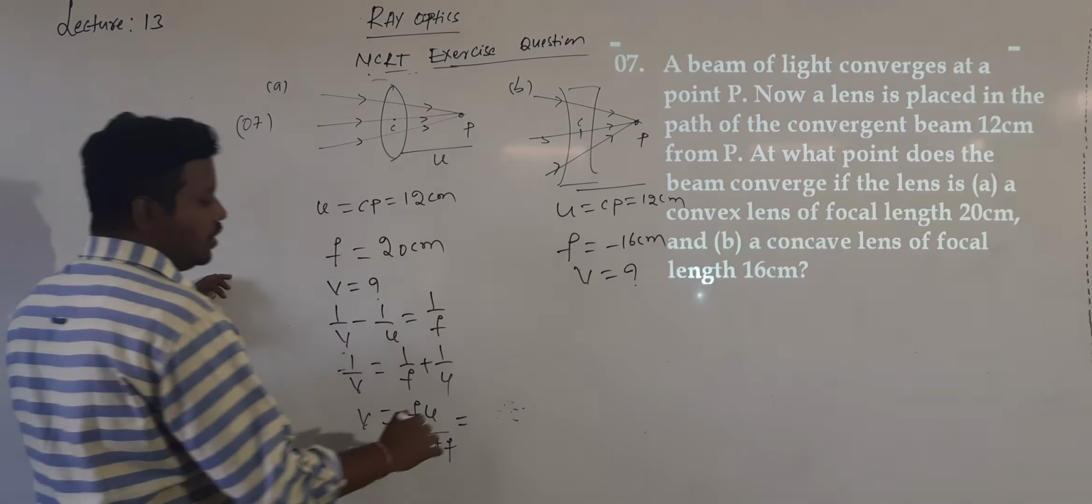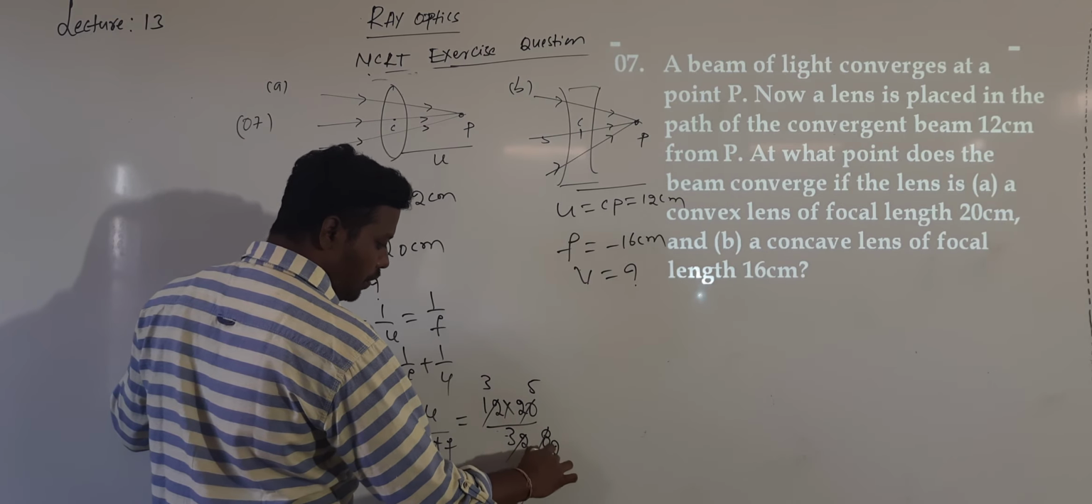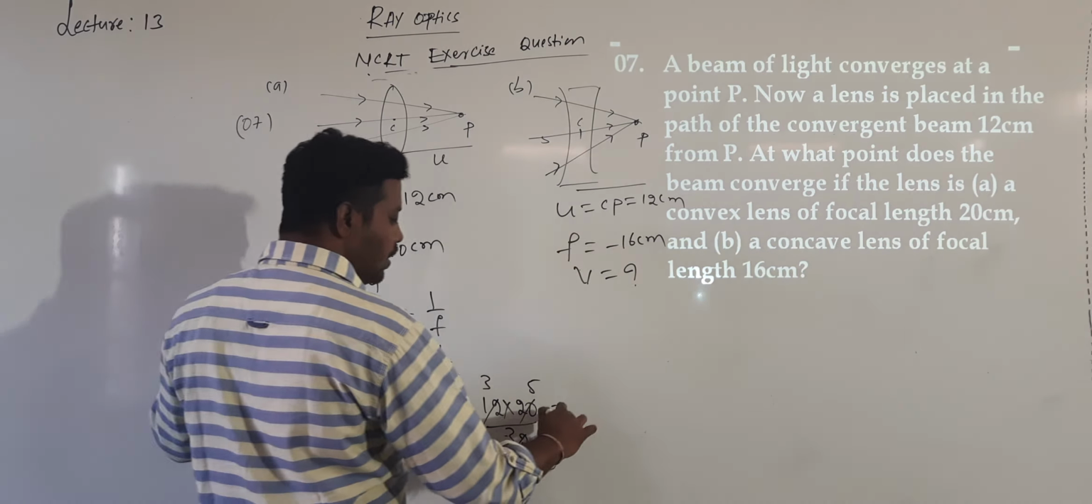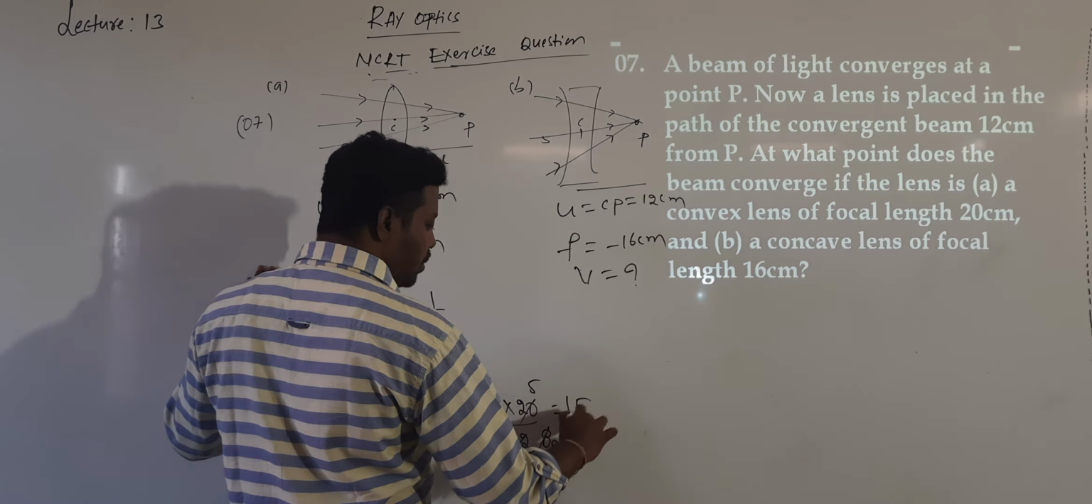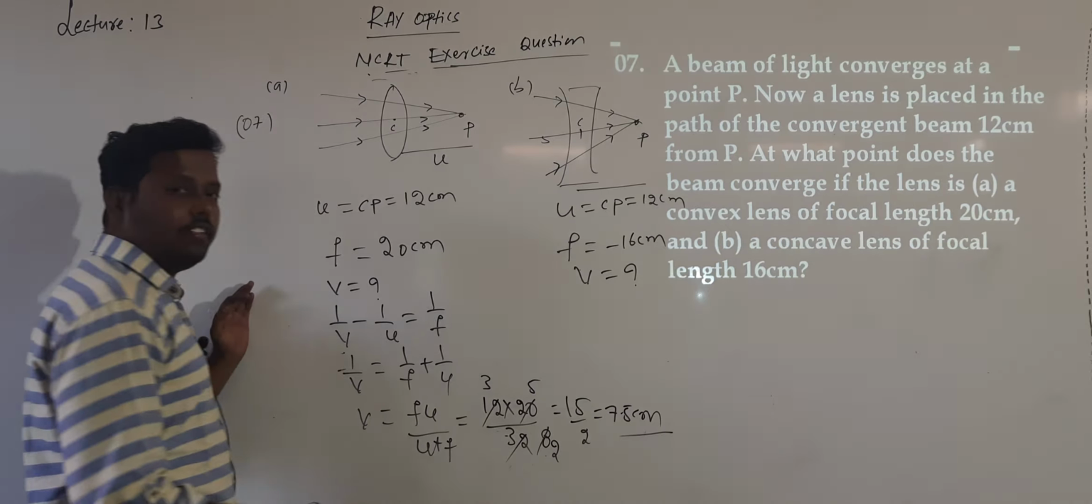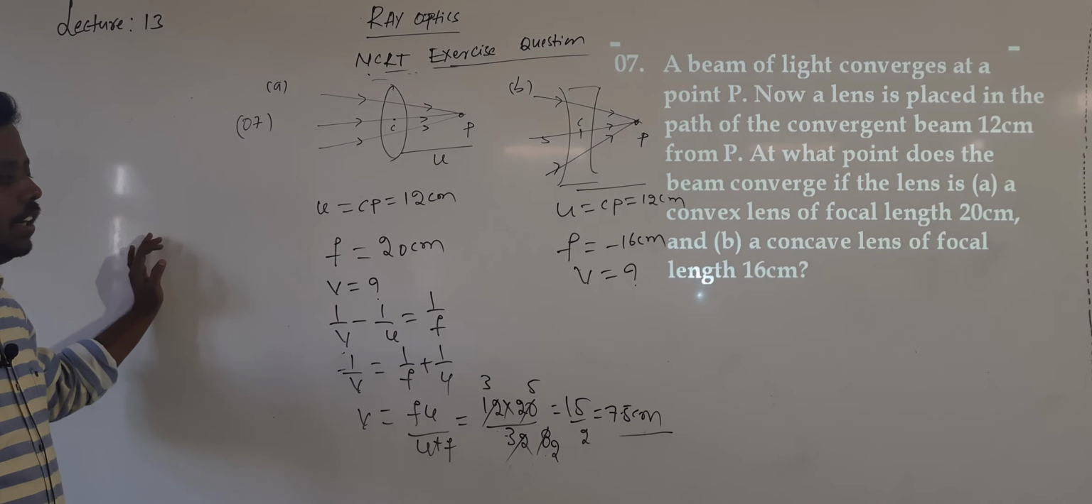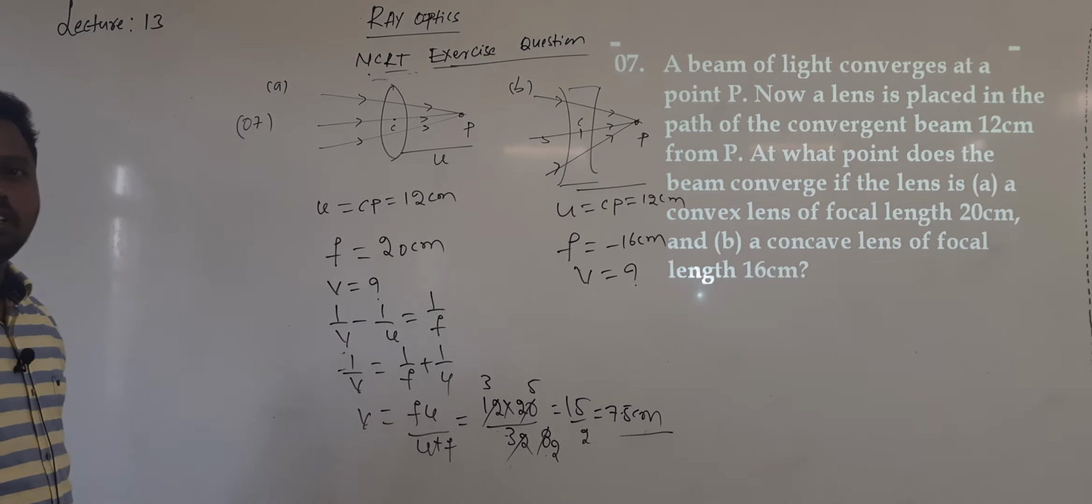First what I will get here is 12 into, all values are positive. So 12 into 20 divided by 12 plus 20, 32. With the 4 table I am cancelling. 4 5s are 20 and 4 8s are 32. Again 4 table, 4 3s are 12. Again 4 table, 4 2s are 8. So what will I get as the answer? 15 divided by 2, which is 7.5. So plus 7.5 or minus 7.5 or plus 7.5. The point of convergence will be on the right side of the lens only.